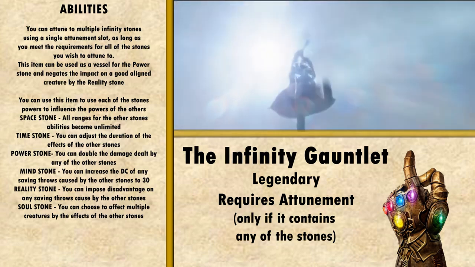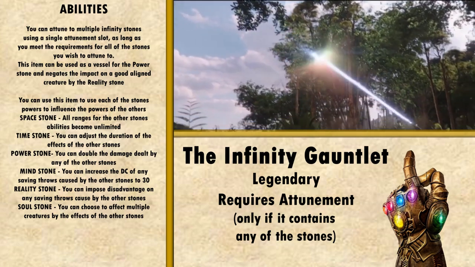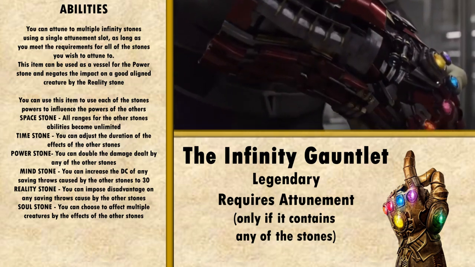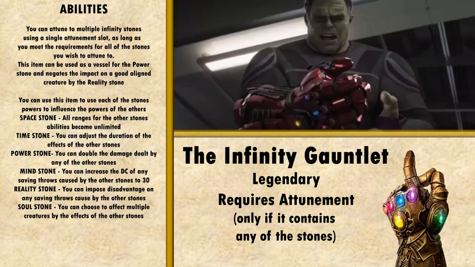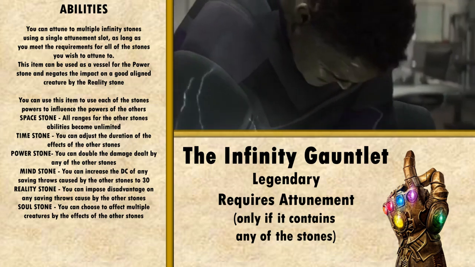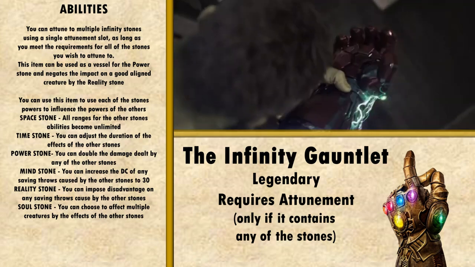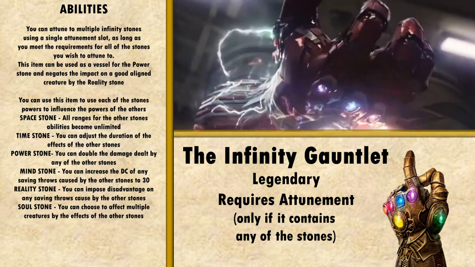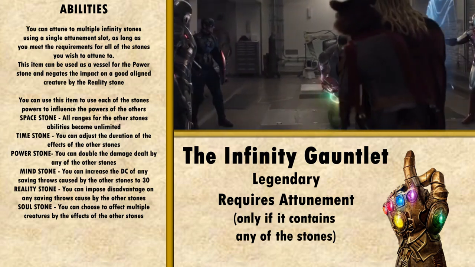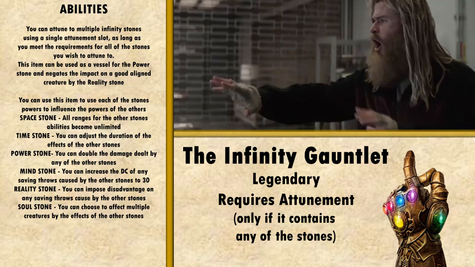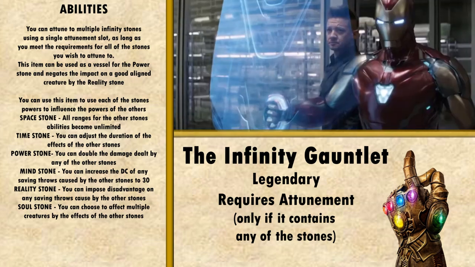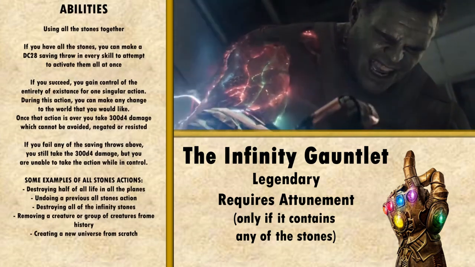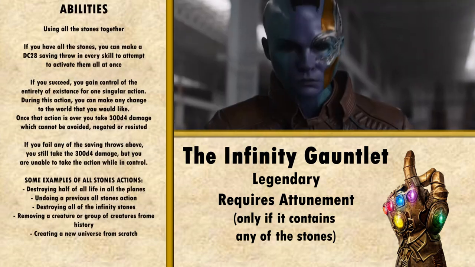If you have the Time Stone, you can adjust the duration of the effects of the other stones. If you have the Power Stone, you can double any damage dealt by the other stones. If you have the Mind Stone, you can increase the DC of any saving throw forced by the other stones to 30. If you have the Reality Stone, you can impose disadvantage on any saving throw the other stones cause. And finally, if you have the Soul Stone, you may choose to affect multiple creatures by the effects of the other stones.